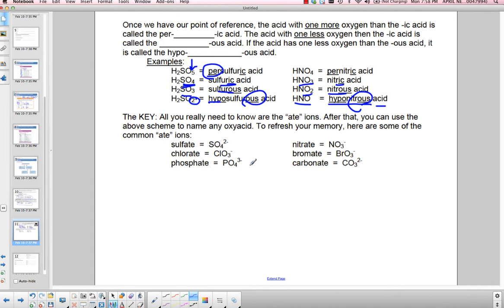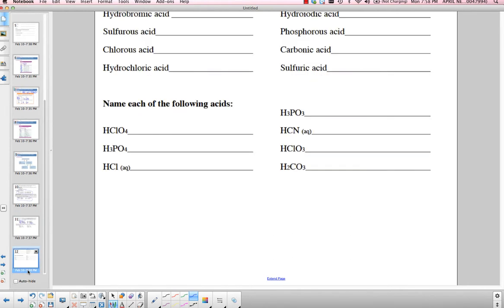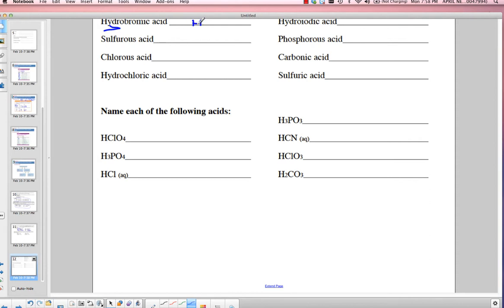Okay, so you can look over these again. This is more of an honors level thing, but if you want to check it out, feel free. So we're going to just name a few of these here together. Hopefully you saw this hydro, so that is your clue that you're dealing with something a little bit more simple here. So it's just HBr.